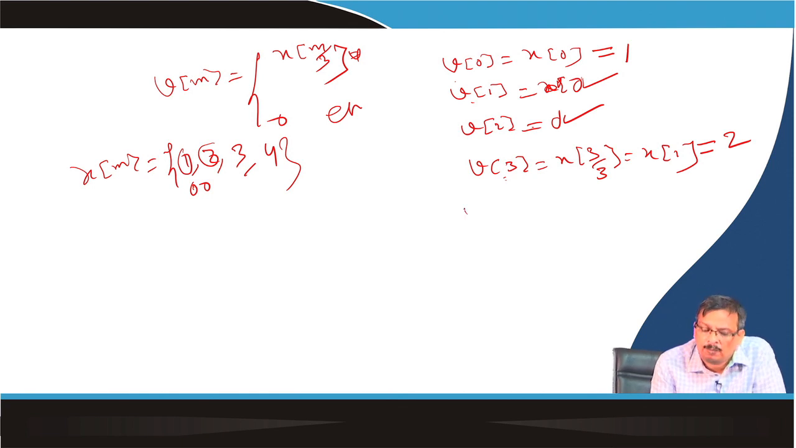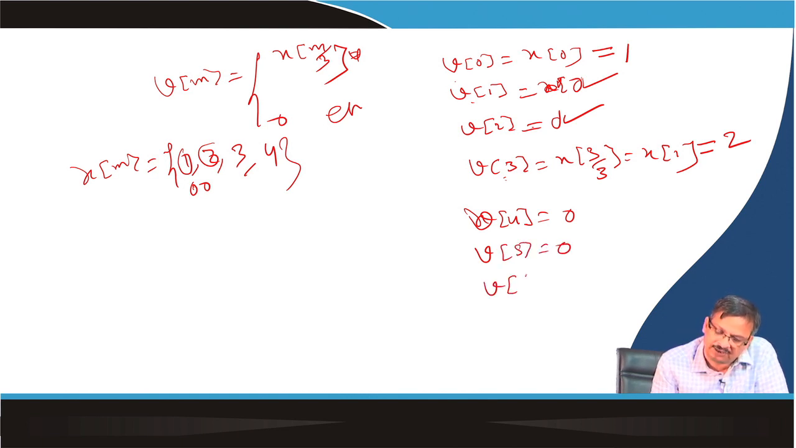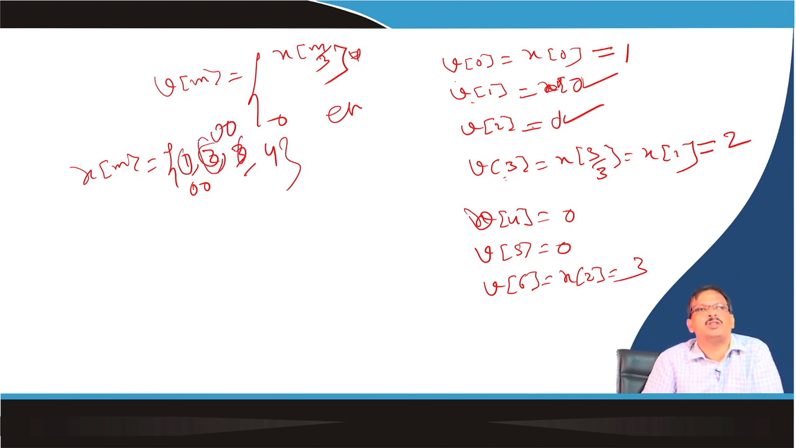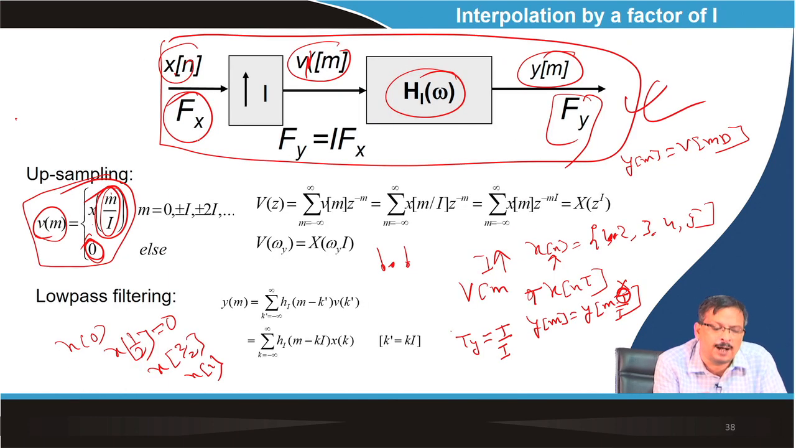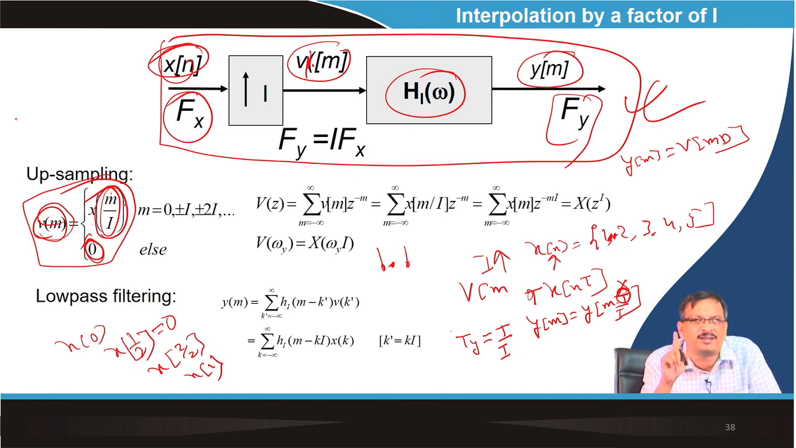Understand? Similarly, x of 4, v of 4 is 4 by 3, which is 0; v of 5, 5 by 3, is 0; v of 6, 6 by 3, is x of 2, which is equal to 3. So in between 2 and 3 samples, I put another 2 zeros. So upsampling means the v of m sequence is generated from x of n by selecting the signal index which is an integer multiple of I, and elsewhere it is 0.